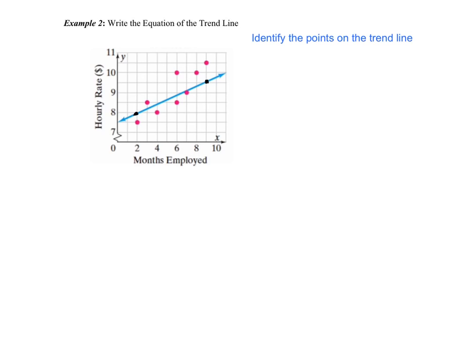So after we identified our points on the trend line, we want to use the slope-intercept form, which is y equals mx plus b. So let's first identify our b value. And where does the b hit our y-axis? Well, it hits right here. So what is that b value? Well, it's between 7 and 8, and we're talking about hourly rate. So what number is between $7 and $8? $7.50. So our b value is $7.50.